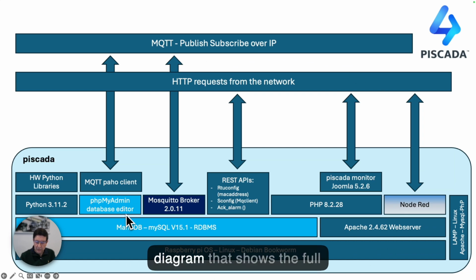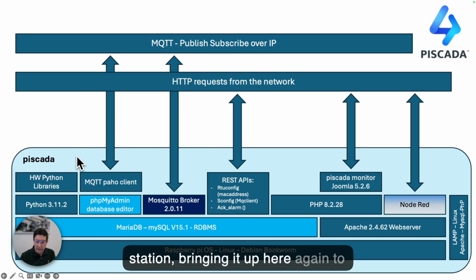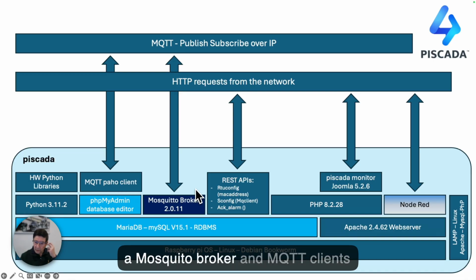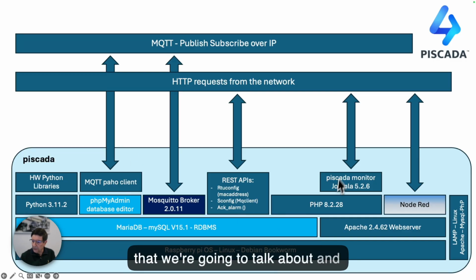When we talked in another video about the architecture of the software, we saw this diagram that shows the full architecture of the piscada master station. I'm bringing it up here again to show that the RTU has a lot of similarities to this. Very shortly, as we said before, this is based on Linux. On top of it, we have a MySQL database. We have libraries in Python. We have a Mosquitto broker and MQTT clients to talk to the other units, the RTUs that we're going to talk about. And then on the right, the user interface part, either with a local monitor or with a full Node-RED implementation.